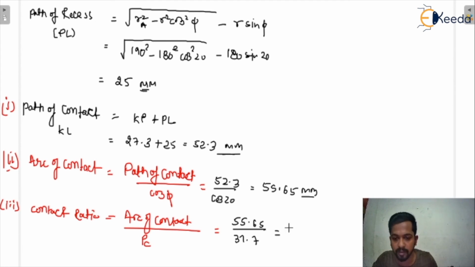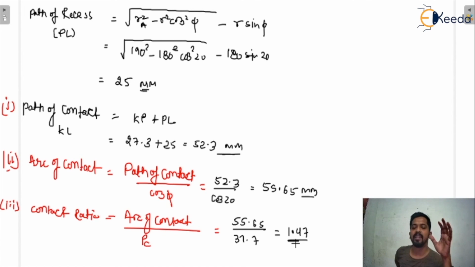55.65 by 37.7 gives 1.47. I already told you when I taught you contact ratio that contact ratio is always greater than 1. It cannot be less than 1, because at least one pair should be in mesh. Yes or no? So contact ratio is always greater than 1. But what is the meaning of the 1.47 contact ratio? It needs to be understood.